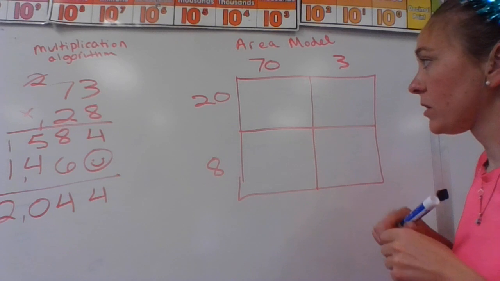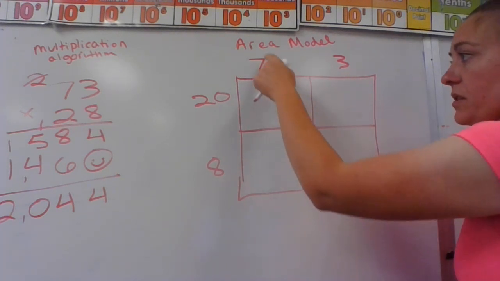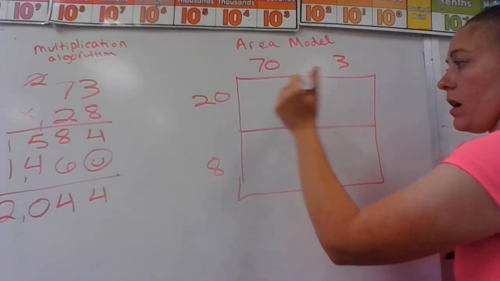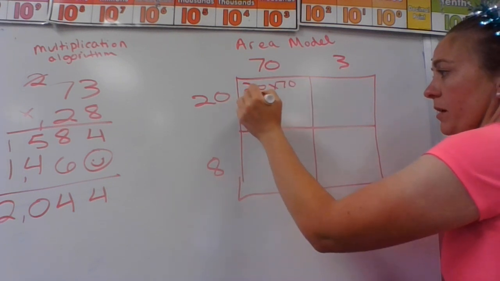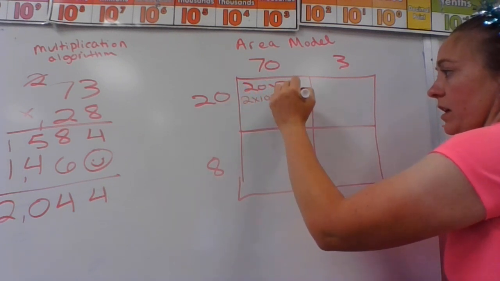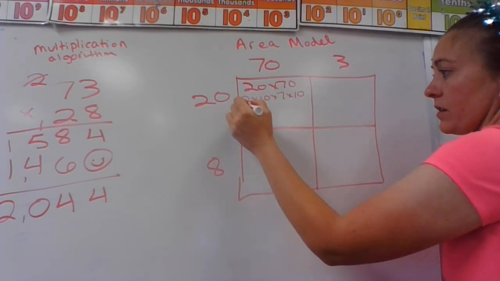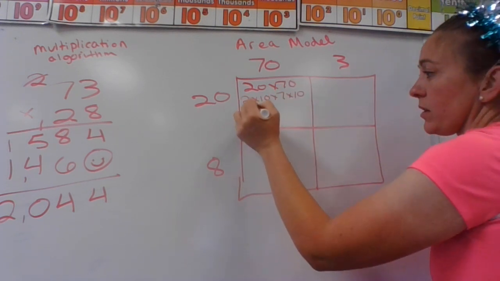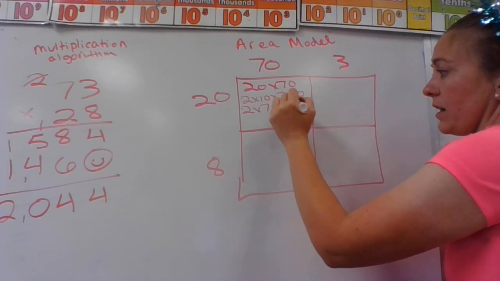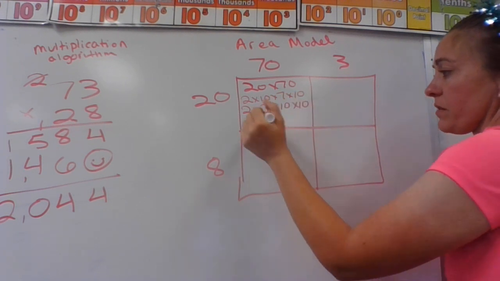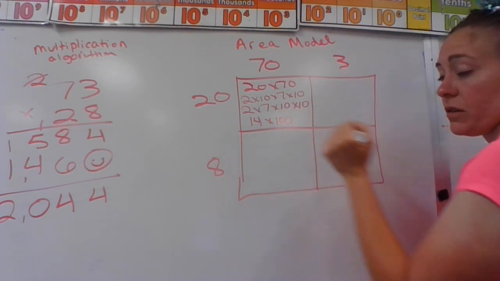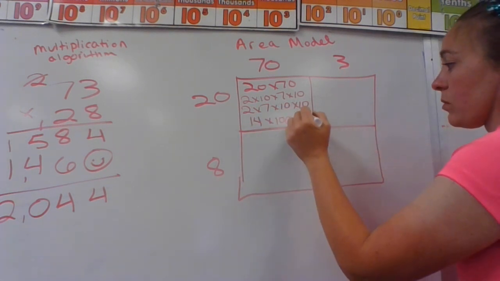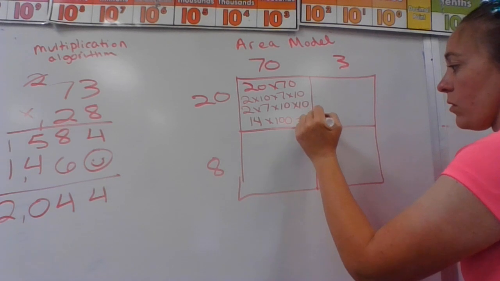All right, so I'm going to do this box first, which is 70 coming down and 20 coming across. 20 times 70 is really 2 times 10 times 7 times 10. And that can be rearranged to be 2 times 7 times 10 times 10. 2 times 7 is 14. 10 times 10 is 100, which is 14 with 2 zeros after it, or 2 place values, is 1,400.